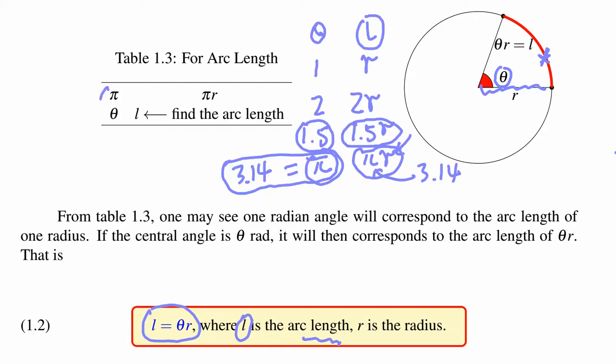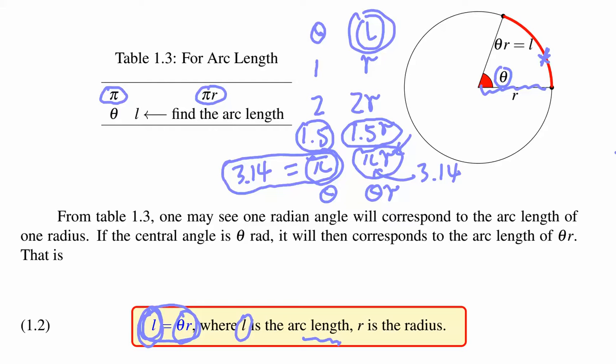That's basically what it says here. If here is pi, here will be pi r for the arc length. Then of course, if here is theta, here will be theta r for the length of arc here. So the length of arc L equals theta r. That's the formula. Now let's see an application.